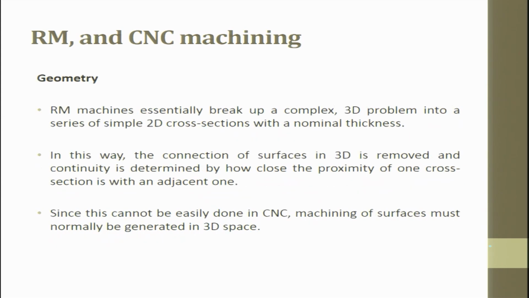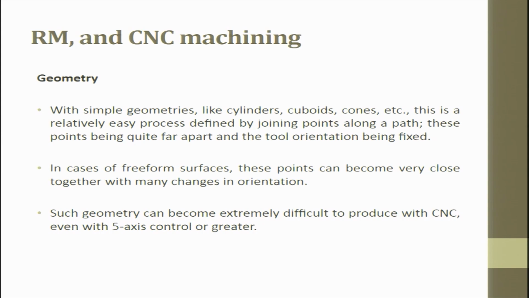The geometry, when you talk about RM machine, essentially breaks up the complex 3D problem into a series of simple 2D cross sections with a nominal thickness, which we saw. In this way, the connection of surfaces in 3D is removed and continuity is determined by how close the proximity of one cross section is with an adjacent one. Since this cannot be easily done in CNC machines, machining of surfaces must normally be generated in 3D space. So, this is the major disadvantage.